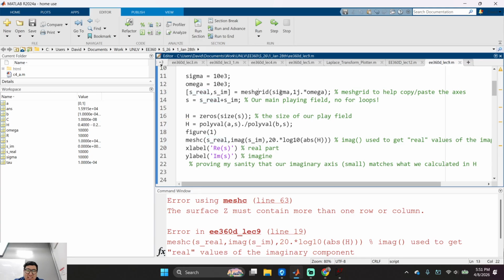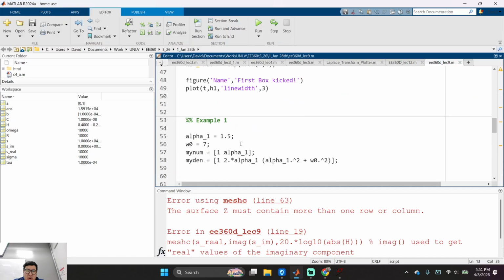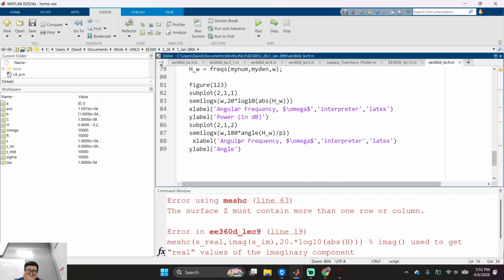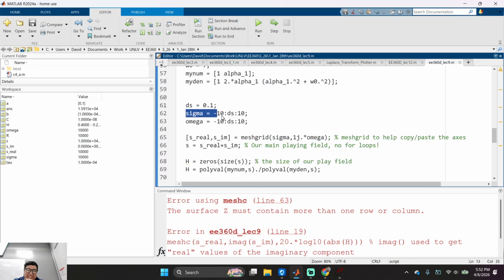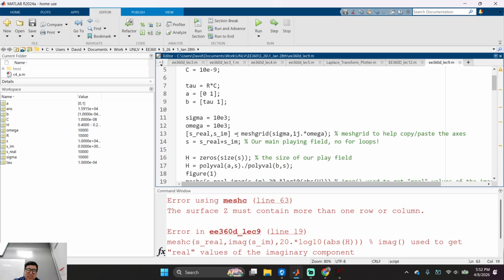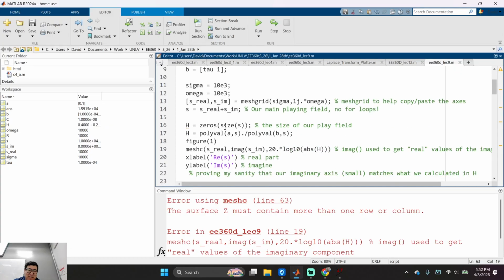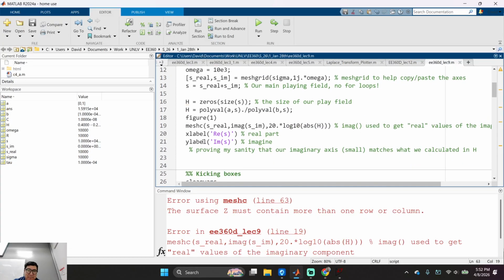Meshgrid. Oh, you know what? I haven't slept. You're going to do this for your assignment, by the way. Sigma, omega. I forgot to declare rows. Don't do what I did. So what do you think I'm going to do? Just copy paste it, okay? Don't worry, this is all for your assignment, computer assignment 6. I'm just trying to show you an example, okay?